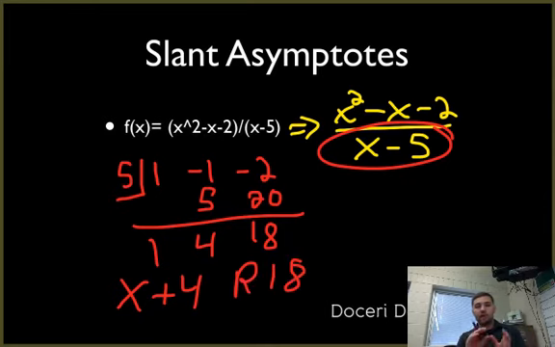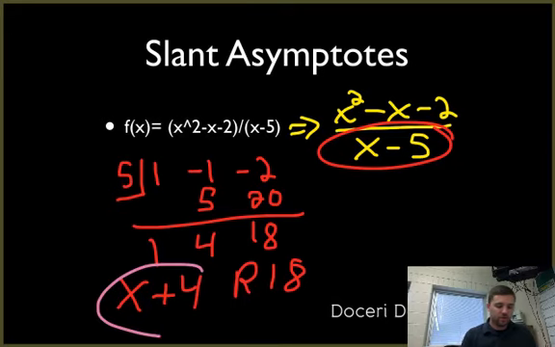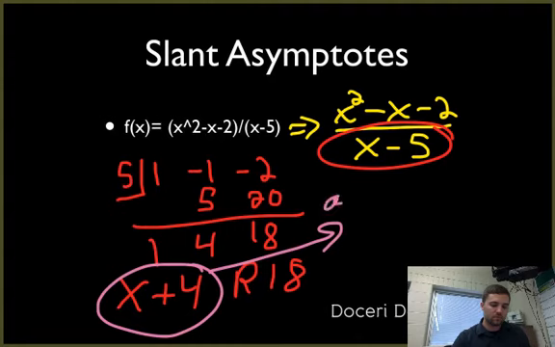If I'm looking for asymptotes, I do not care about the remainder. My asymptote is whatever function I end up with. So x plus 4 is my asymptote.